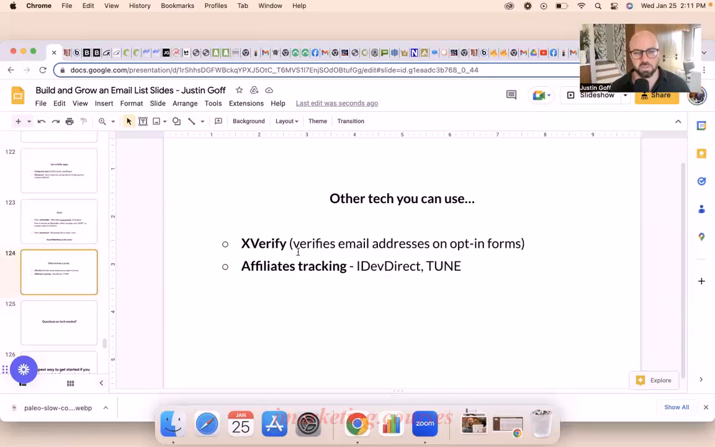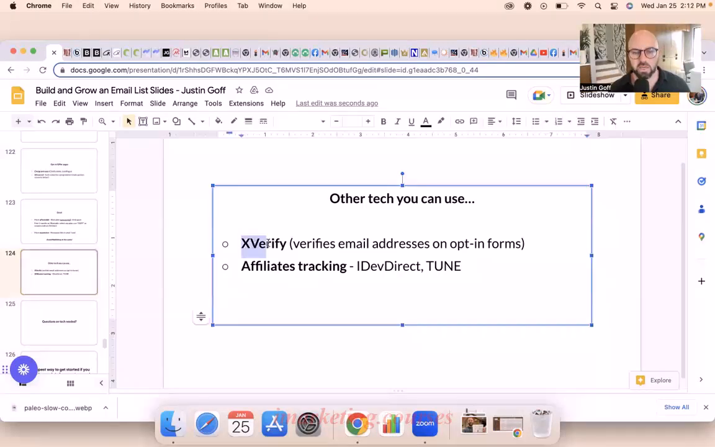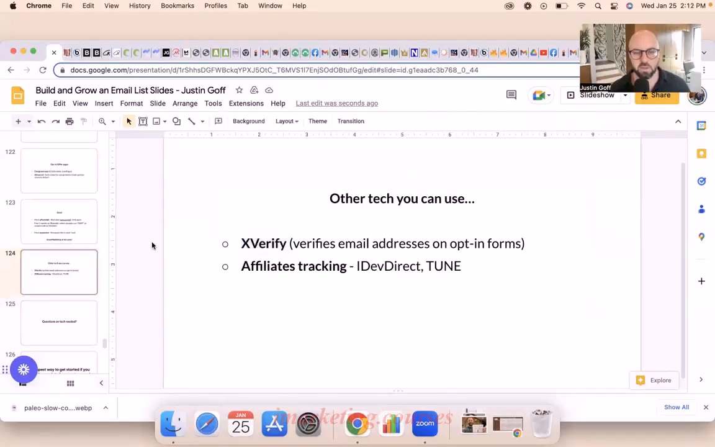Other tech you can use. If you're doing opt-ins at a high volume, there's a thing called X-Verify that you put on your website that verifies the email addresses. A lot of people try to put fake email addresses in, and this just makes sure they're real email addresses. That really helps for your email delivery and all of that. You don't need that if you're just starting out, but if you are doing decent volume, I would recommend using that.